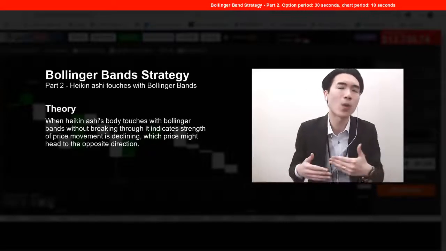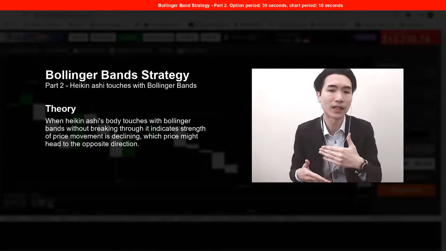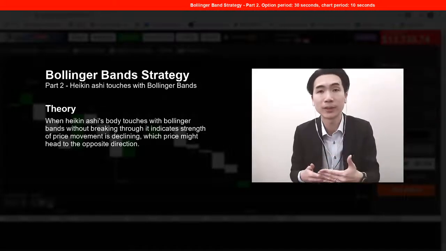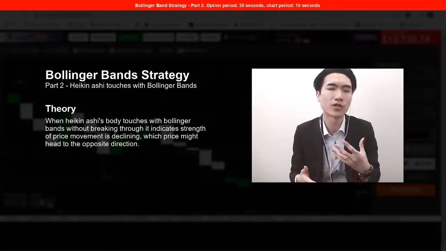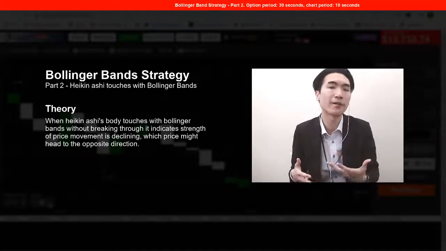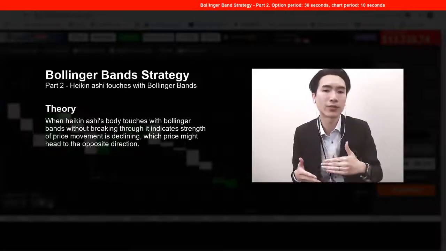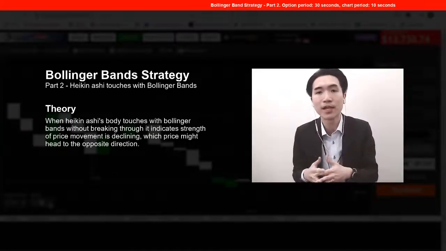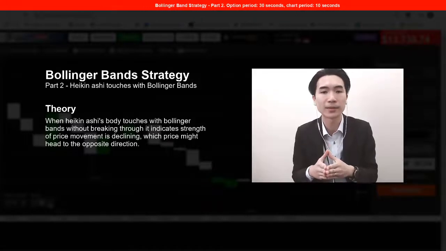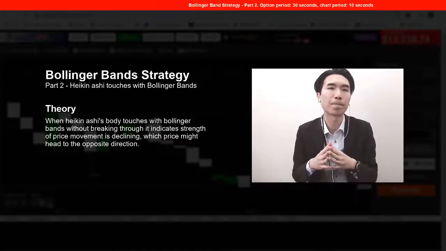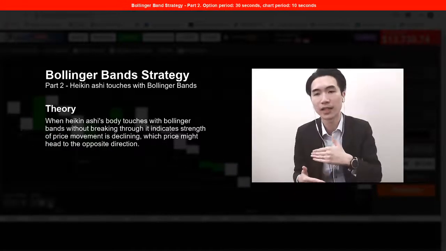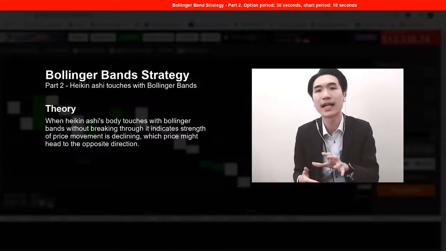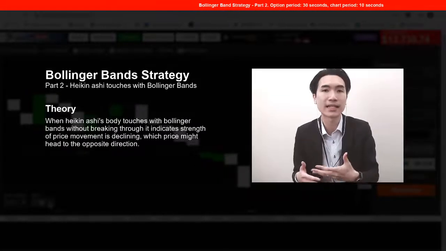The theory behind this is that when the Heikin Ashi body touches the Bollinger Bands but doesn't break through, it means that the price movement is not as strong, and there is a high possibility that the price will head in the opposite direction. So when the Heikin Ashi body touches the Bollinger Bands, we expect the price to go in the opposite direction, and we use that as the signal to place our trades.